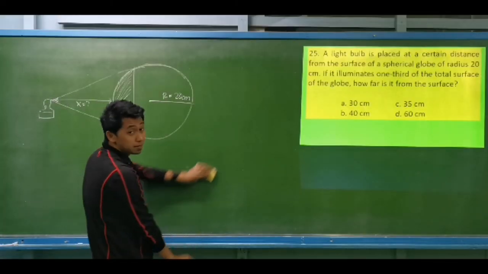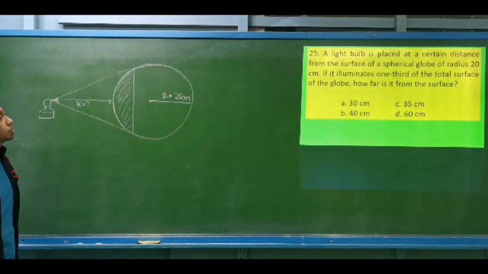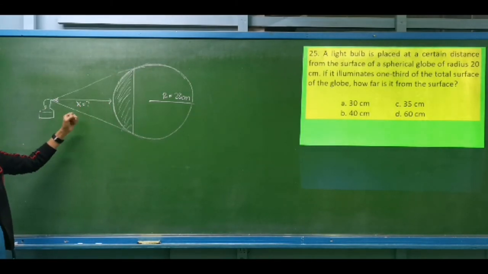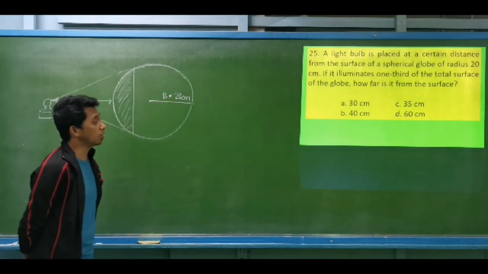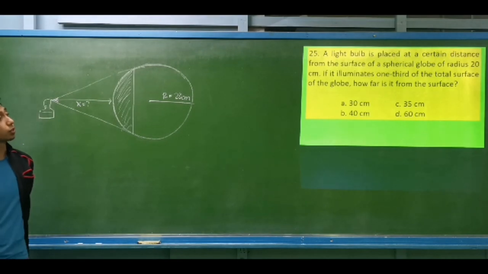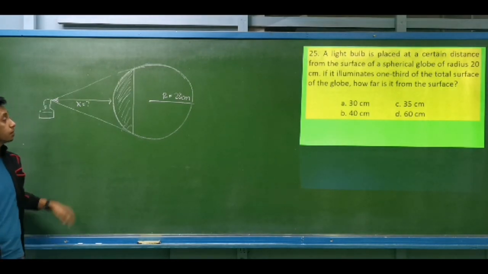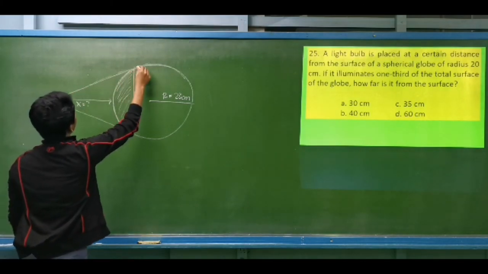Let's have problem number 25. Sabi niya, a light bulb is placed at a certain distance from the surface of a spherical globe. Let's say that the distance is x. Of a radius, 20 centimeters. If it illuminates 1/3 of the total surface of the globe, how far is it from the surface? Gaano kalayo yung bumbilya dito sa globe?